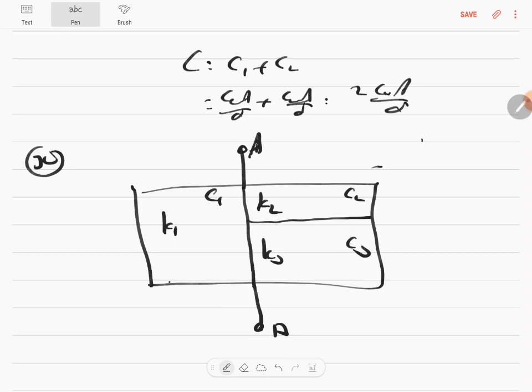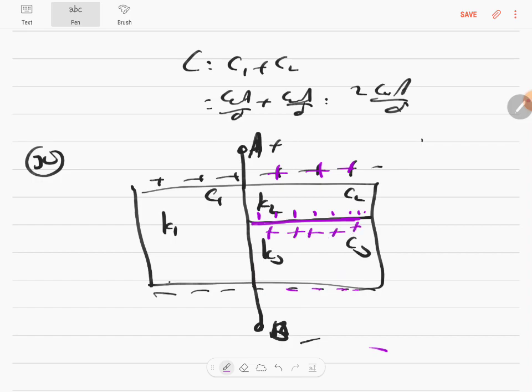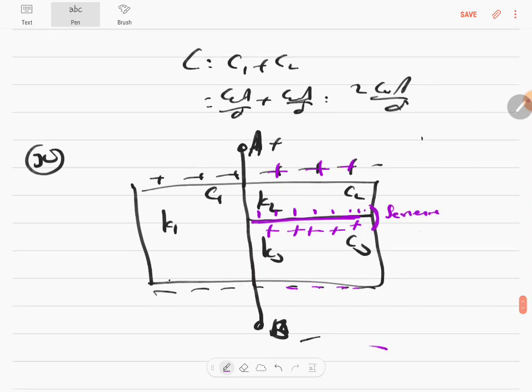Since this is connected to A and this is connected to B, assuming A is positive and B negative, the whole plate here will be positive and the B end will be negative, and therefore each one forms a parallel plate capacitor. If this is positive, this will become negative, and since this is negative, the other end would become positive. Between these two it becomes like a series connection, because a negative and a positive are connected. Therefore C2 and C3 are in series, so C2 C3 by C2 plus C3 is the equivalent capacitance when it's a series.